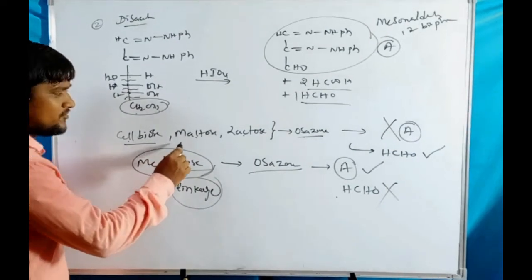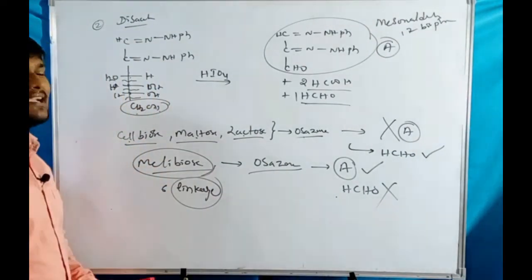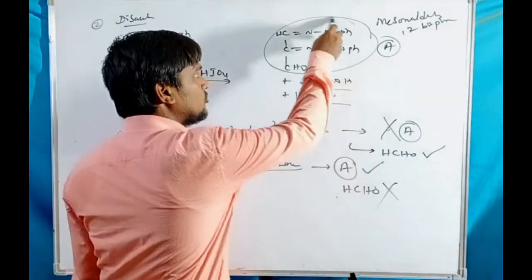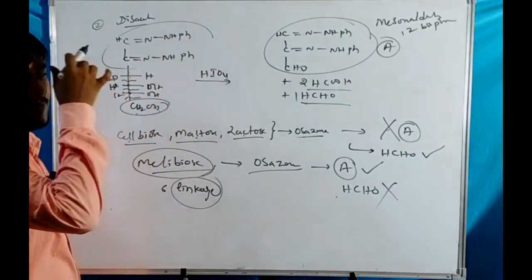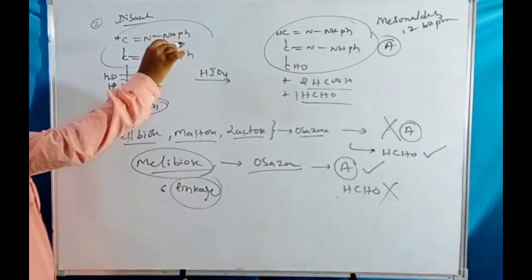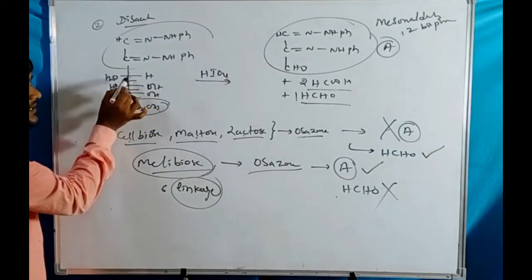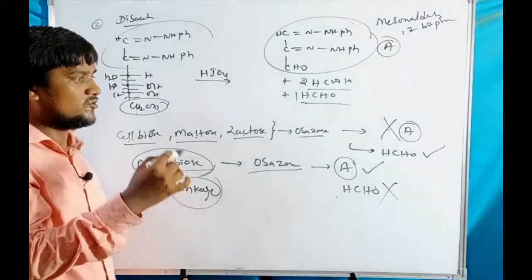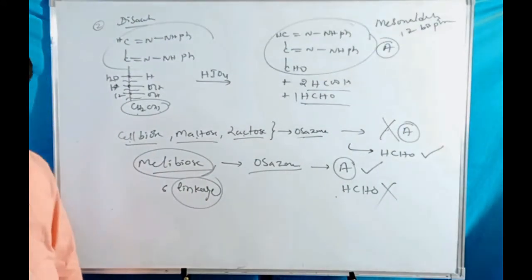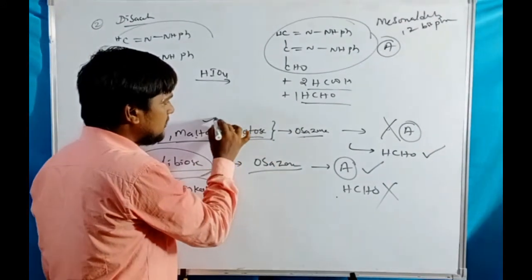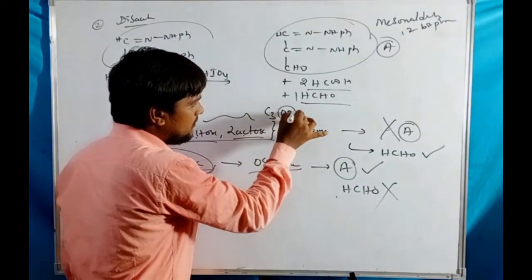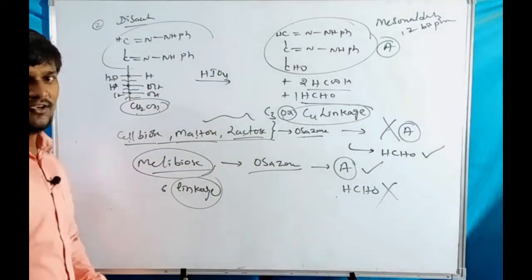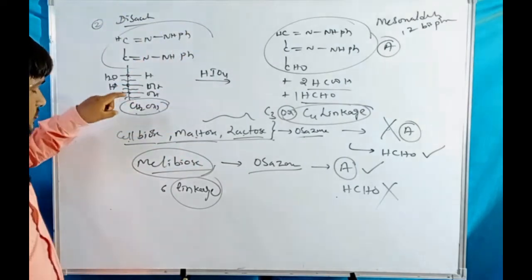Now again, cellobiose, maltose and lactose: these three form HCHO, and they do not form the top part. So it may be possible that the linkages are at the top part. See, now here C3 and C4 cannot undergo the corresponding derivatives. That means these three have C3 or C4 linkages. I think it is clear. So the bottom part gives the osazone, and the top part gives the osazone.